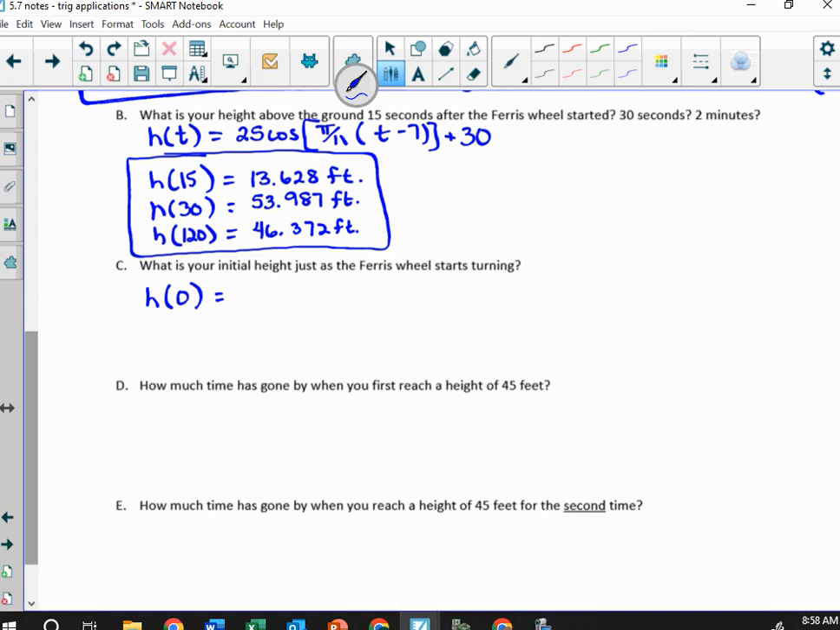All right, guys, what do we get for the initial height? Don't be shy, guys. What do we get? Again, what did you get? Yes, 19.615.